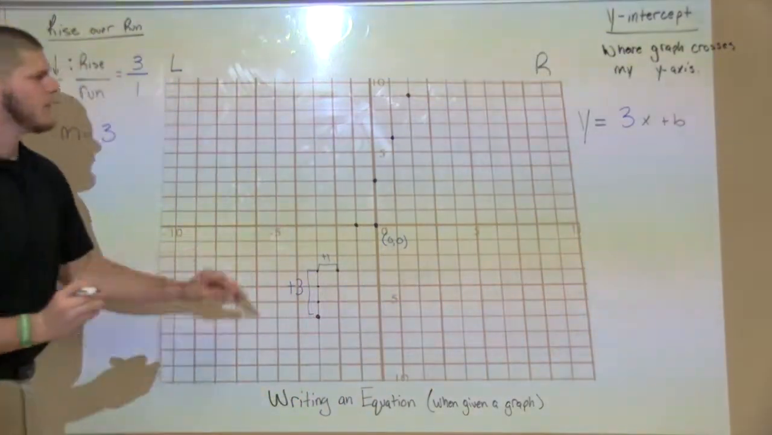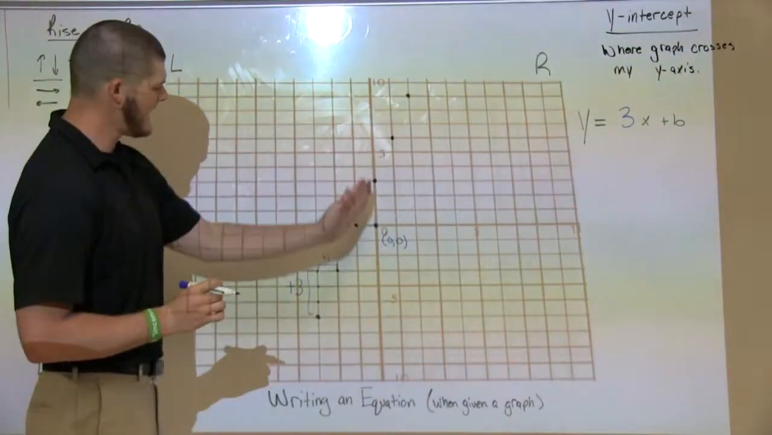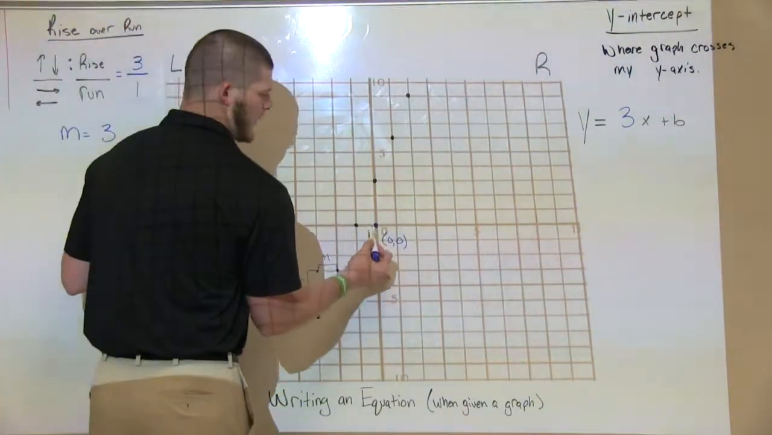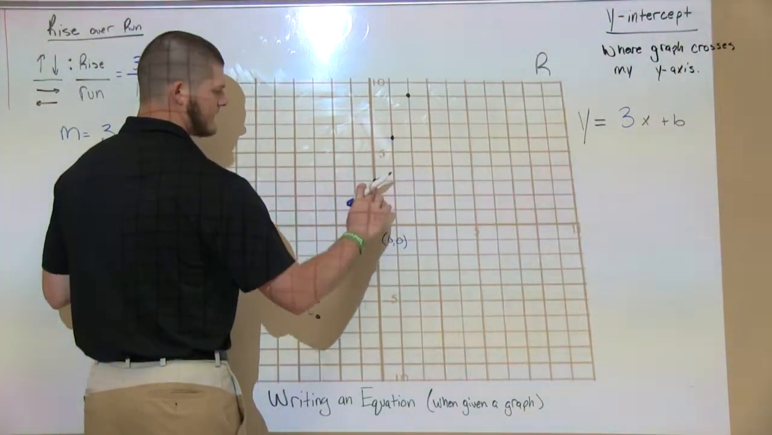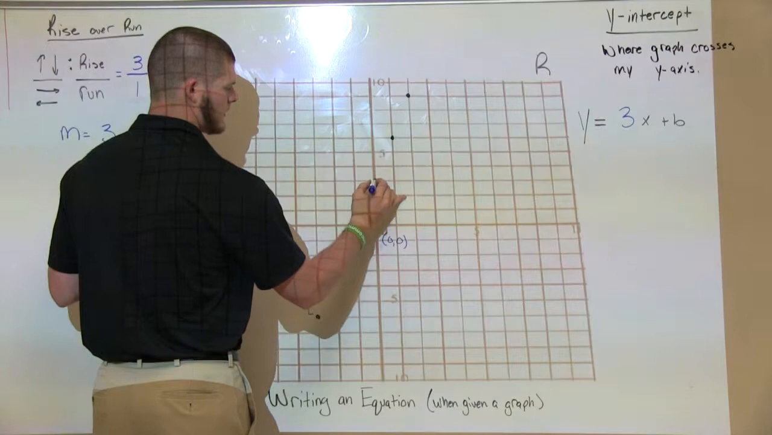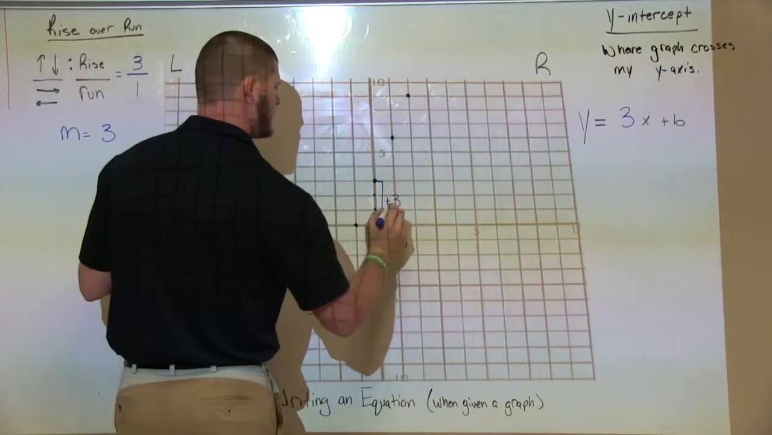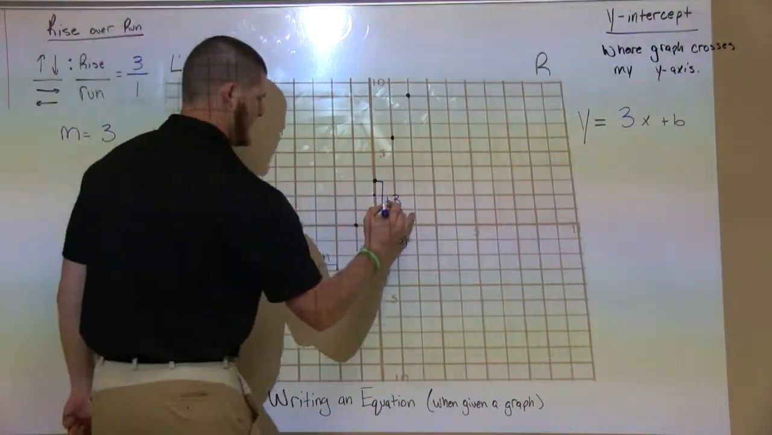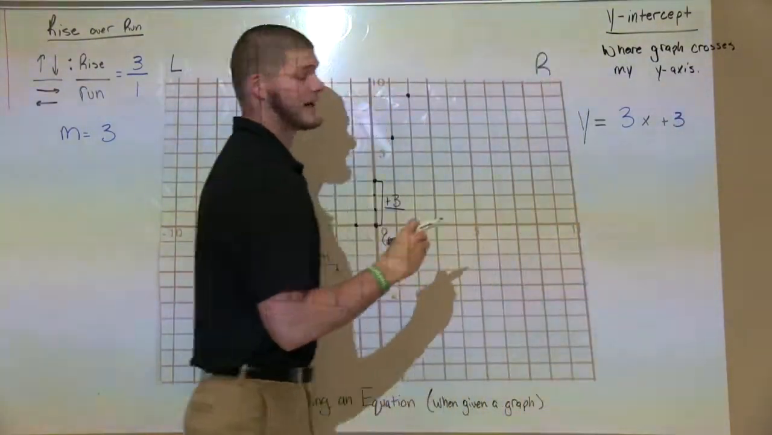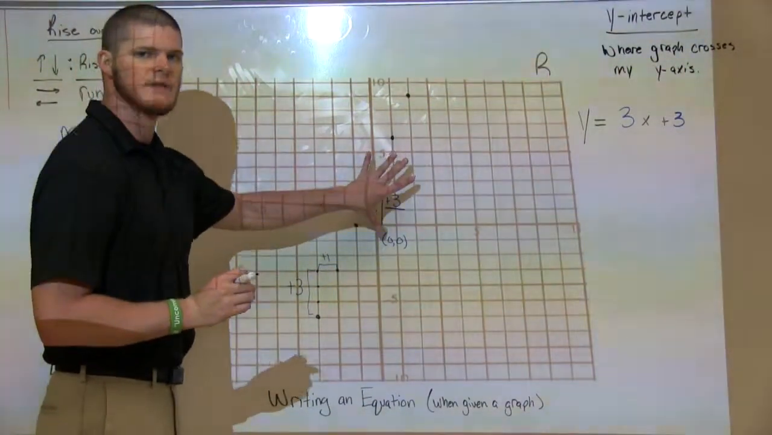All right? If the y-intercept is where the graph crosses the y-axis, we should be able to go up or down our y-axis and find that number. So let's look. From our origin, we have a point that crosses our y-axis at positive 1, 2, 3. From 0, we had to go up 3, which tells me that my y-intercept is plus 3.